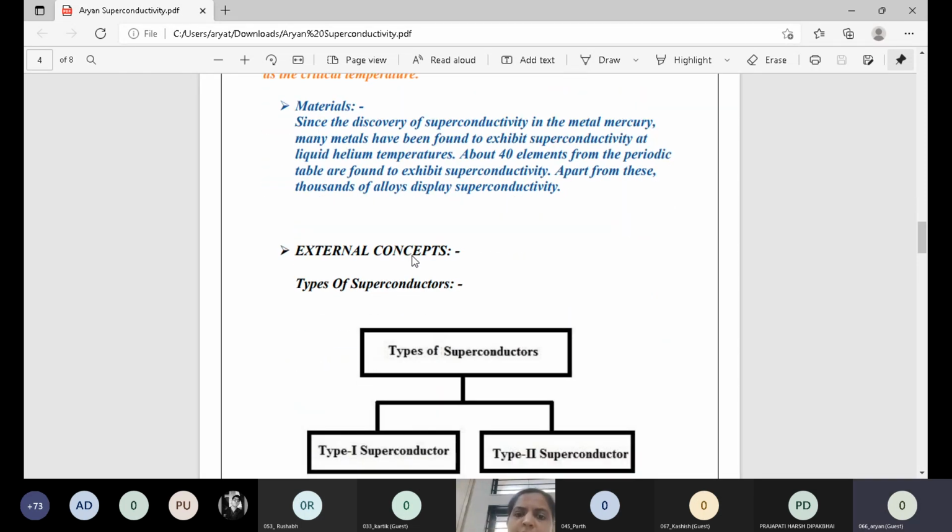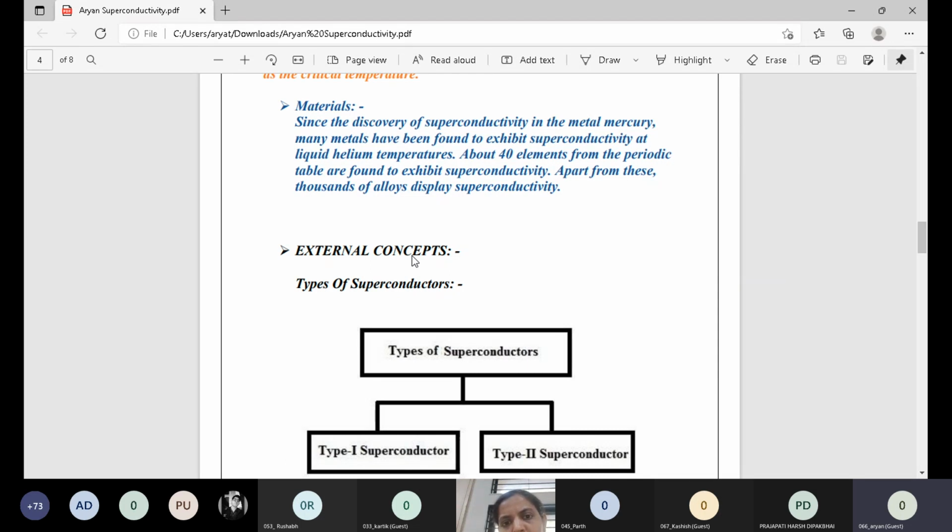Let's go ahead. Friends, now I'm going to talk about the materials. Since the discovery of superconductivity in the metal mercury, we started to find more and more, because the superconductors had a different kind of property which was very useful.